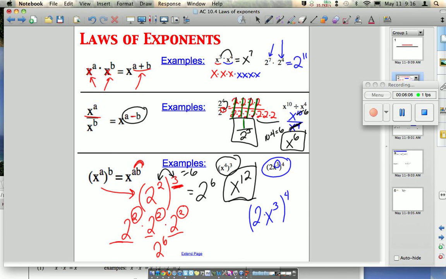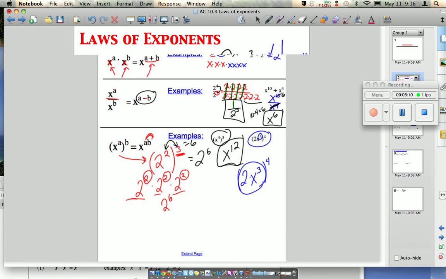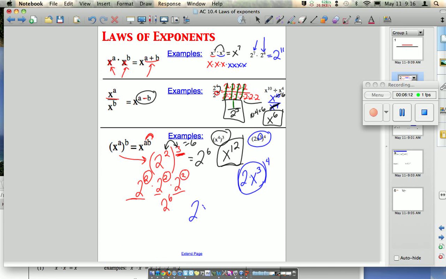So that means that I'm going to have 4 of these insides being multiplied. So in looking at that, I'm going to have 2x to the 3rd times itself, times itself, times itself. Well, this is getting old. I'm tired of writing these things out. So if I understand my law correctly, this says I'm going to multiply the exponents. So that means I can see what that means for the x. It looks like I'll have 12 x's again, x to the 12th.